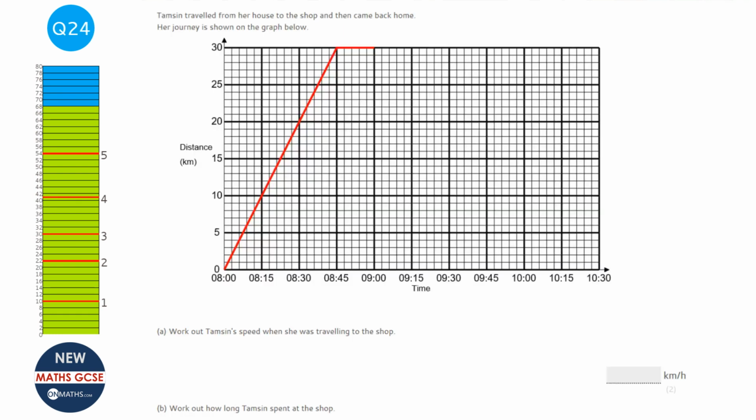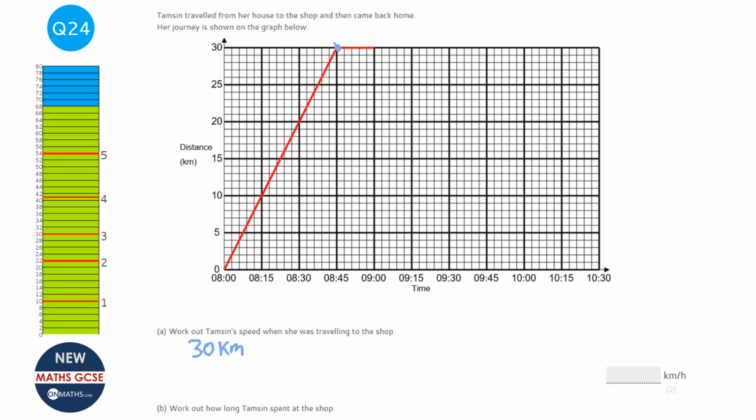Okay, if you want to pause the video now and have a go, otherwise let's get started. So question A asks us to work out Tamsin's speed as she was travelling to the shop. So the point at which she's at the shop is here. So the distance she's travelled is 30 kilometres.